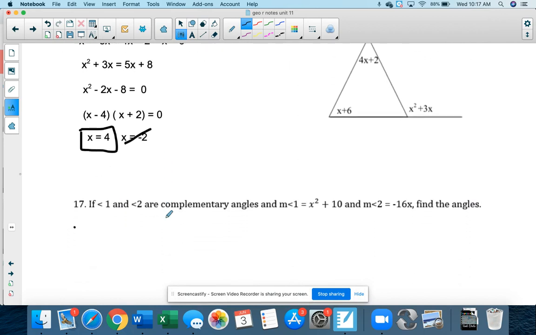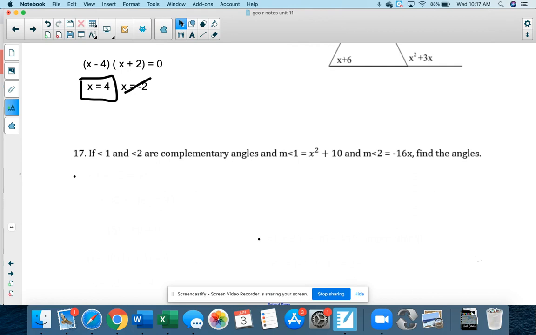Okay, and then this last one, angle 1 and angle 2 are complementary angles. Remember, complementary angles are angles that add up to 90. So angle 1, which is x squared plus 10, plus angle 2, which is negative 16x, together they equal 90. So x squared plus 10 plus negative 16x equals 90. Now I'm just going to rearrange this so that it's in standard form, x squared minus 16x. I'm also going to subtract that 90 from the other side.